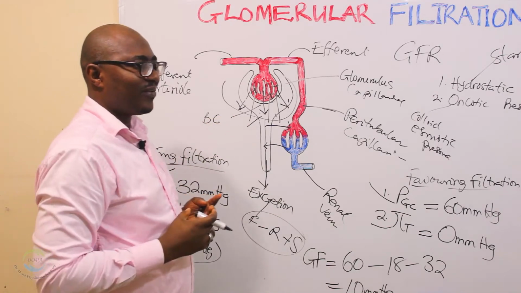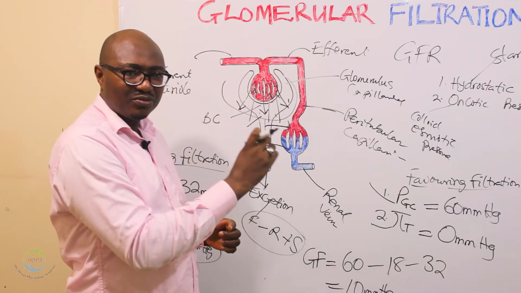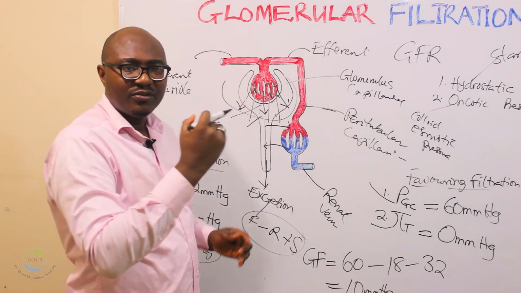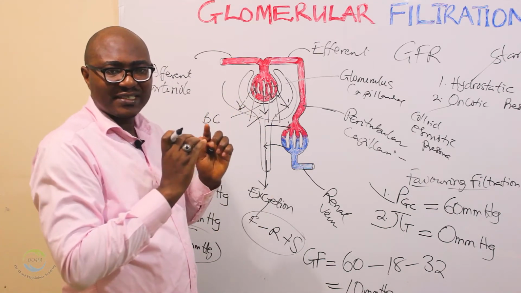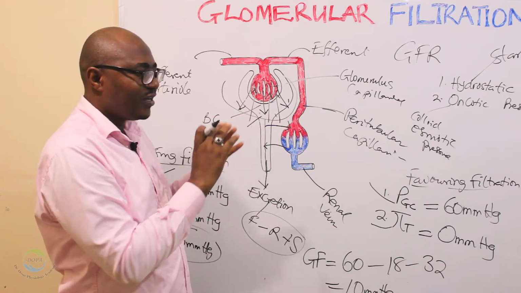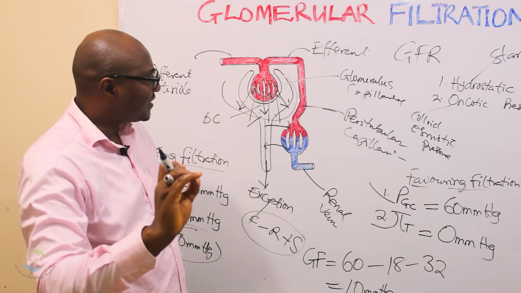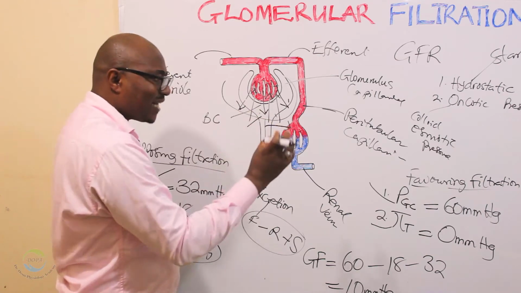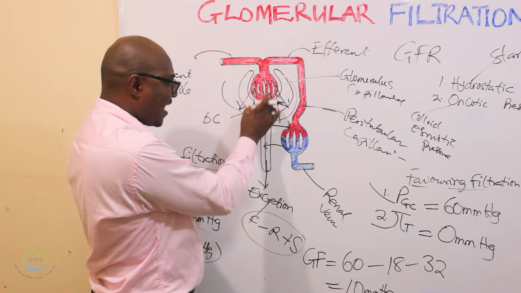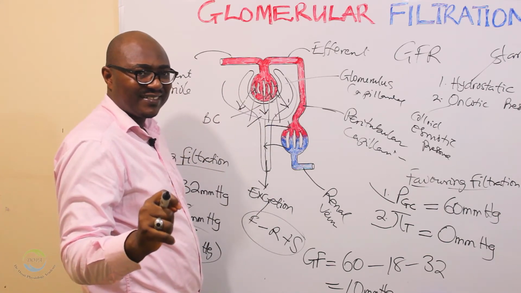So the concept of clearance is just talking about how much of a substance is removed from a given volume of plasma. That is clearance: the amount of a substance that is removed from a given volume of plasma per unit time. That clearance concept is used in measuring renal blood flow and filtration because they are related.